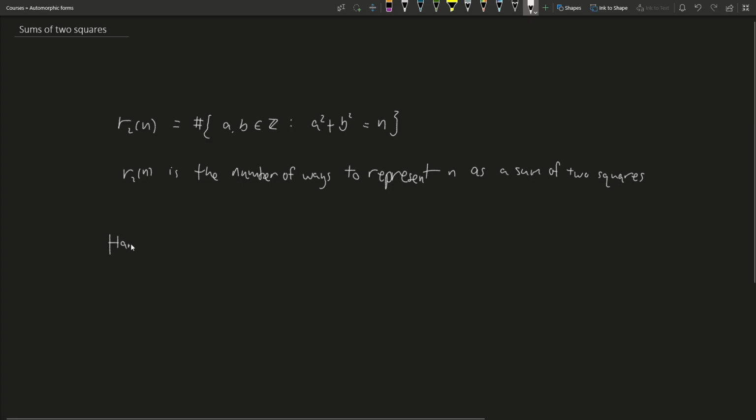So in Hardy and Wright, section 16.10, there is this result that r2 of n is equal to 4 times the sum over the divisors d of n of the Kronecker symbol (-1/d). So this here is the Kronecker symbol.